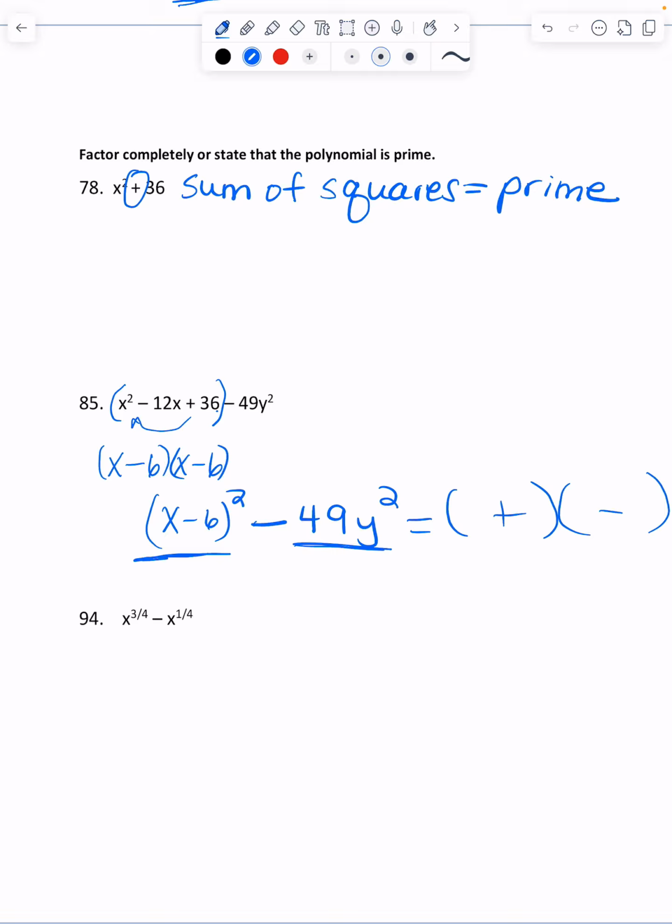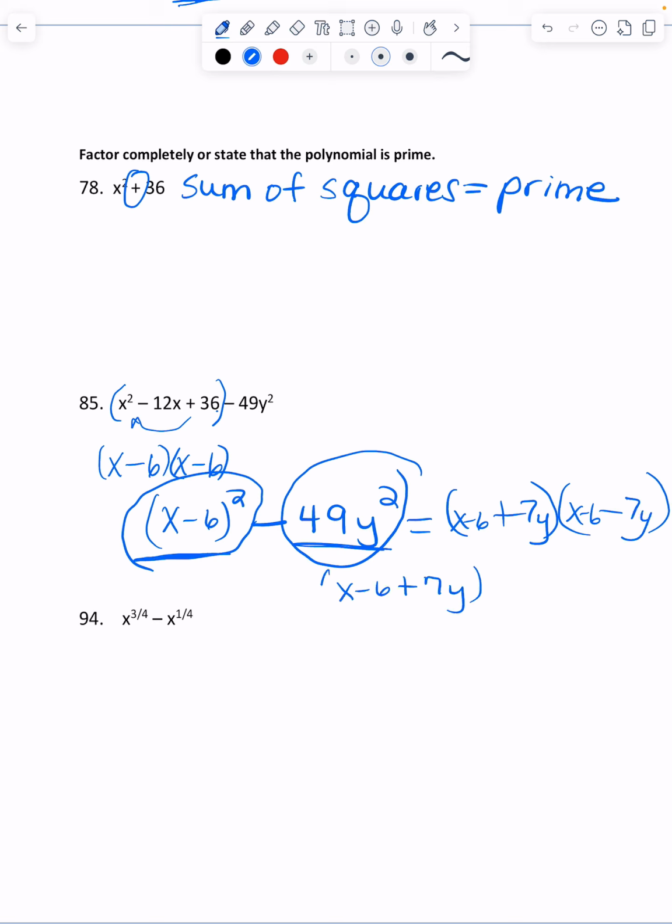What do I square to get x minus 6 squared? Well, that's x minus 6 times x minus 6. And what do I square to get 49y squared? 7y and 7y. So my answer is x minus 6 plus 7y and x minus 6 minus 7y. So that's a little bit tricky.